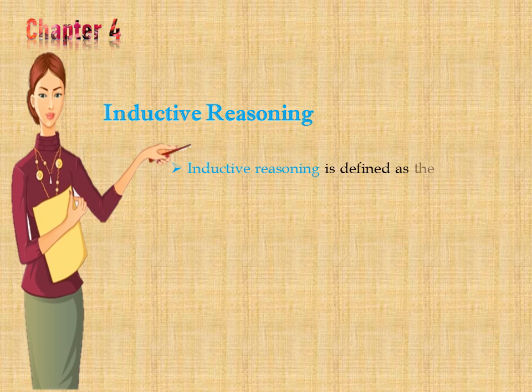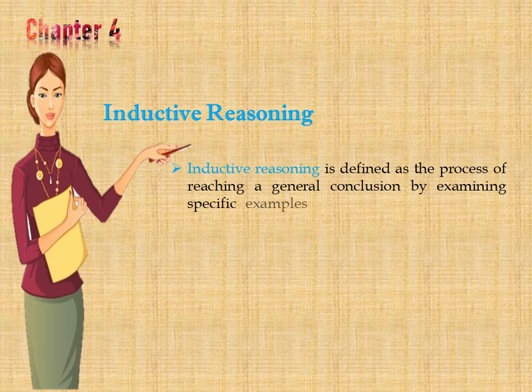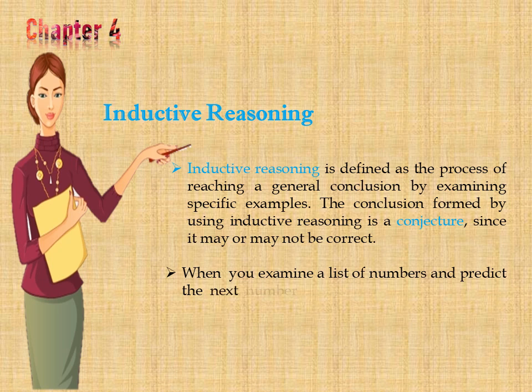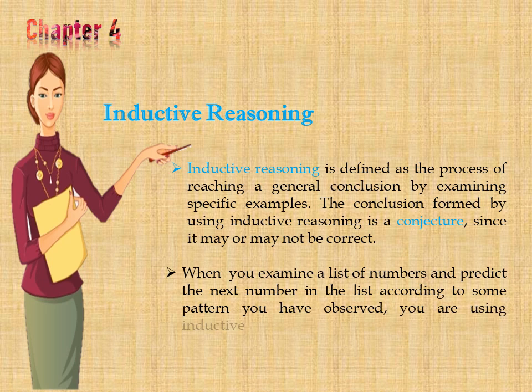Inductive reasoning is defined as the process of reaching a general conclusion by examining specific examples. The conclusion formed by using inductive reasoning is called conjecture, since it may or may not be correct. When you examine a list of numbers and predict the next number in the list according to some pattern you have observed, you are using inductive reasoning.